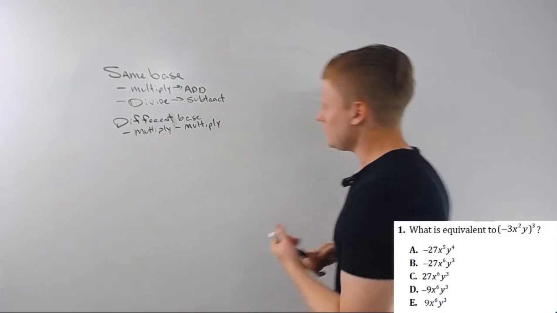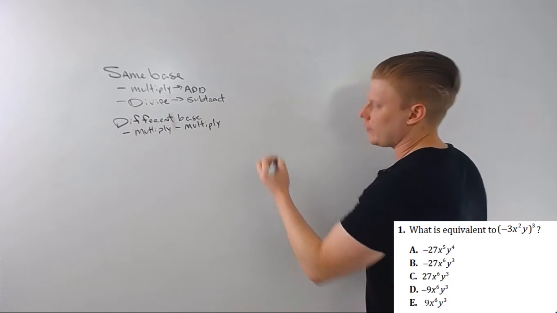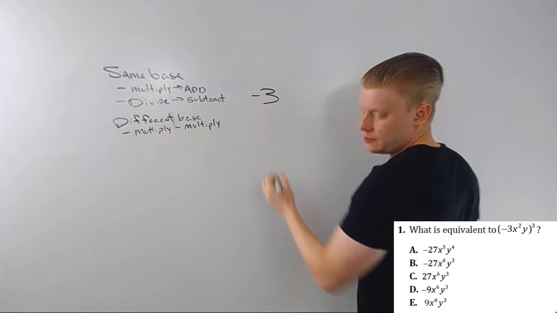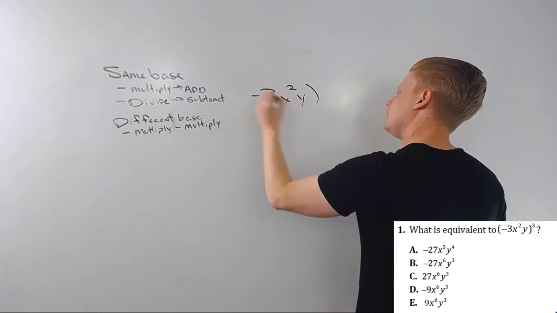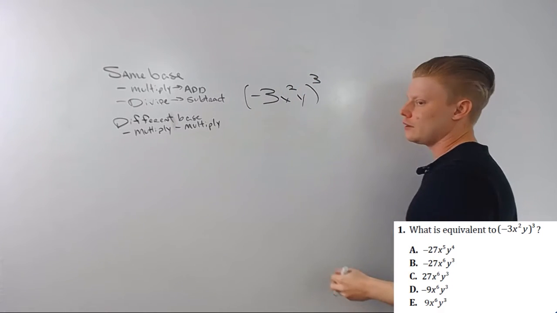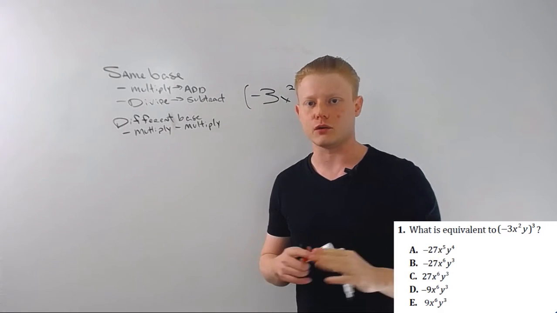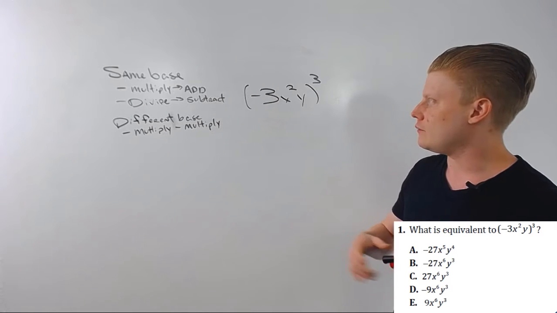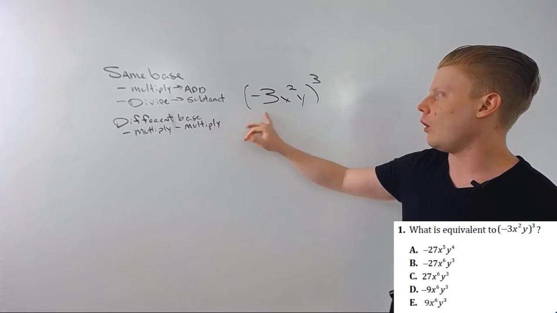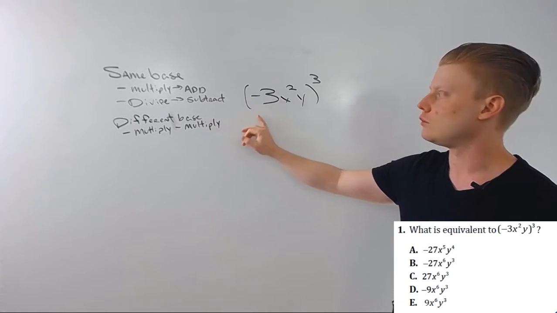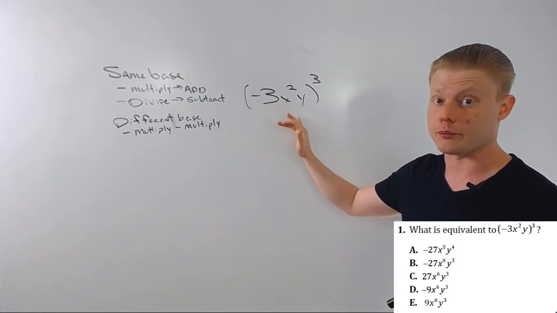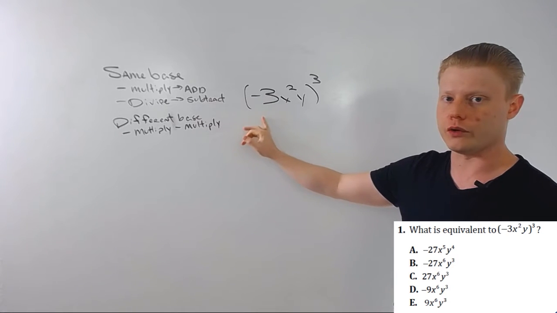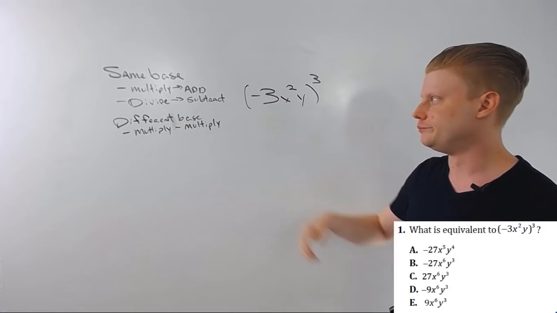So this is kind of a tricky one for a lot of people. We've got negative 3 x squared y to the third power. Now, let's take a quick time out before we get into the math. This is all one single term, right? This is all one thing. I'm not adding or subtracting, which separates terms. So this is all just one single number, one single quantity.